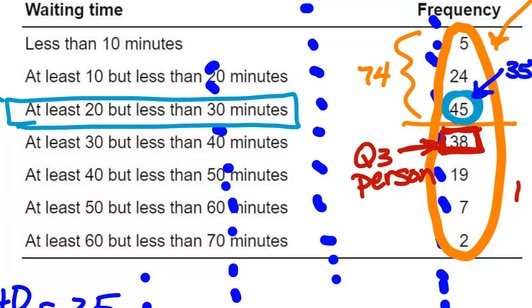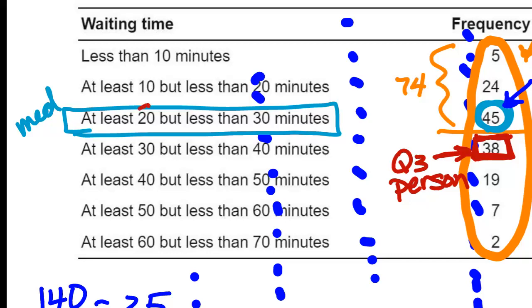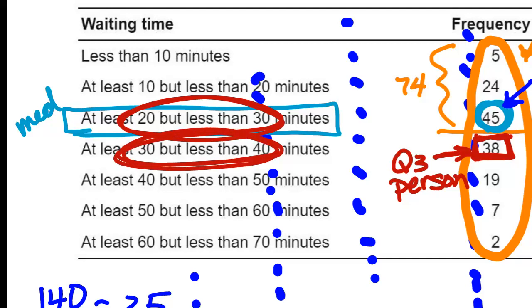So now I'm going to look at what the difference is between these. These people are more than 20 but less than 30. These people are more than 30 but less than 40. So if I subtract those, even if I look at the largest possible thing, from 20 to 40, that's only 20 minutes difference between those. If I do the lower end of Q1 and the upper end of Q3.